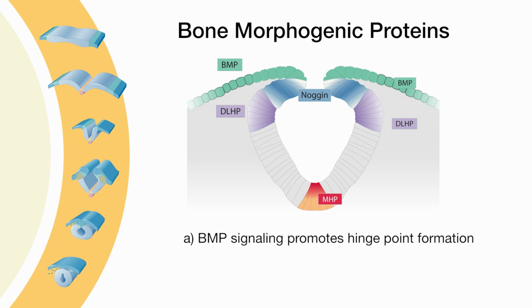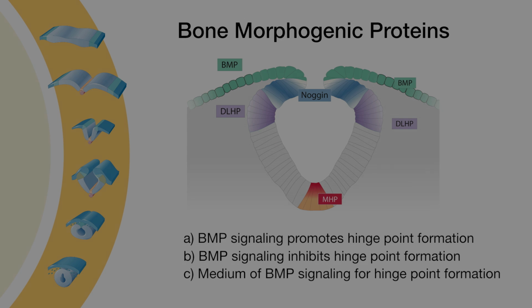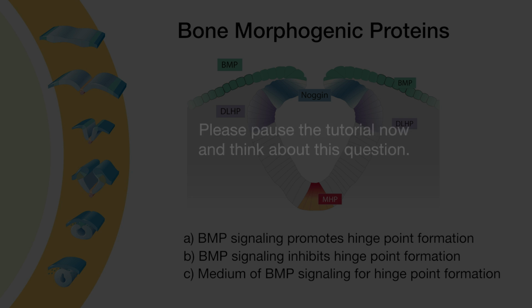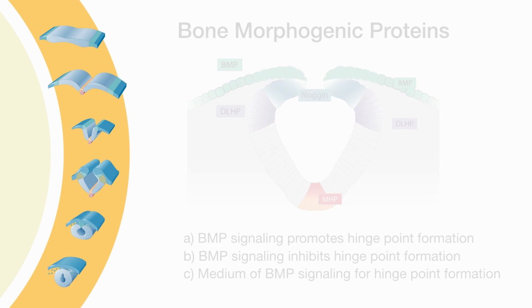Is it that BMP signaling in fact promotes hinge point formation? Or BMP signaling is inhibiting hinge point formation? Perhaps some happy medium of BMP signaling is required for hinge point formation. Now, when you're contemplating these things, if you happen to choose B or C, you would be right. Both. Let's move it to prove it.